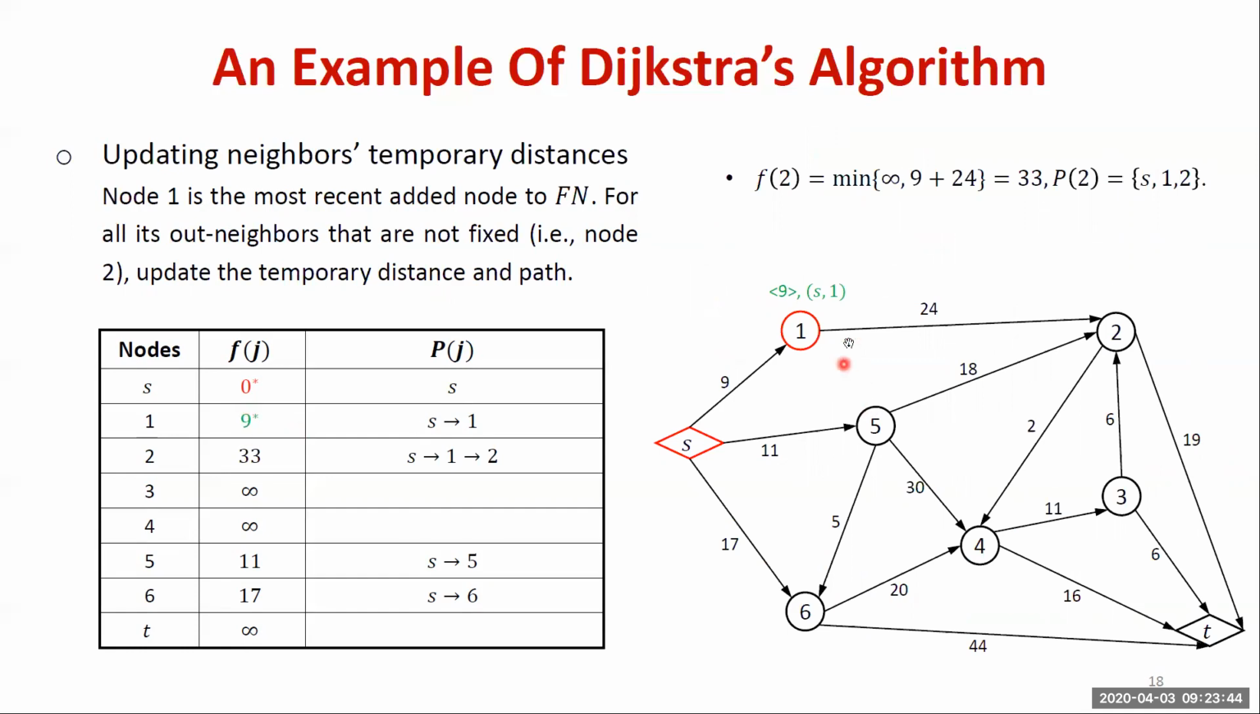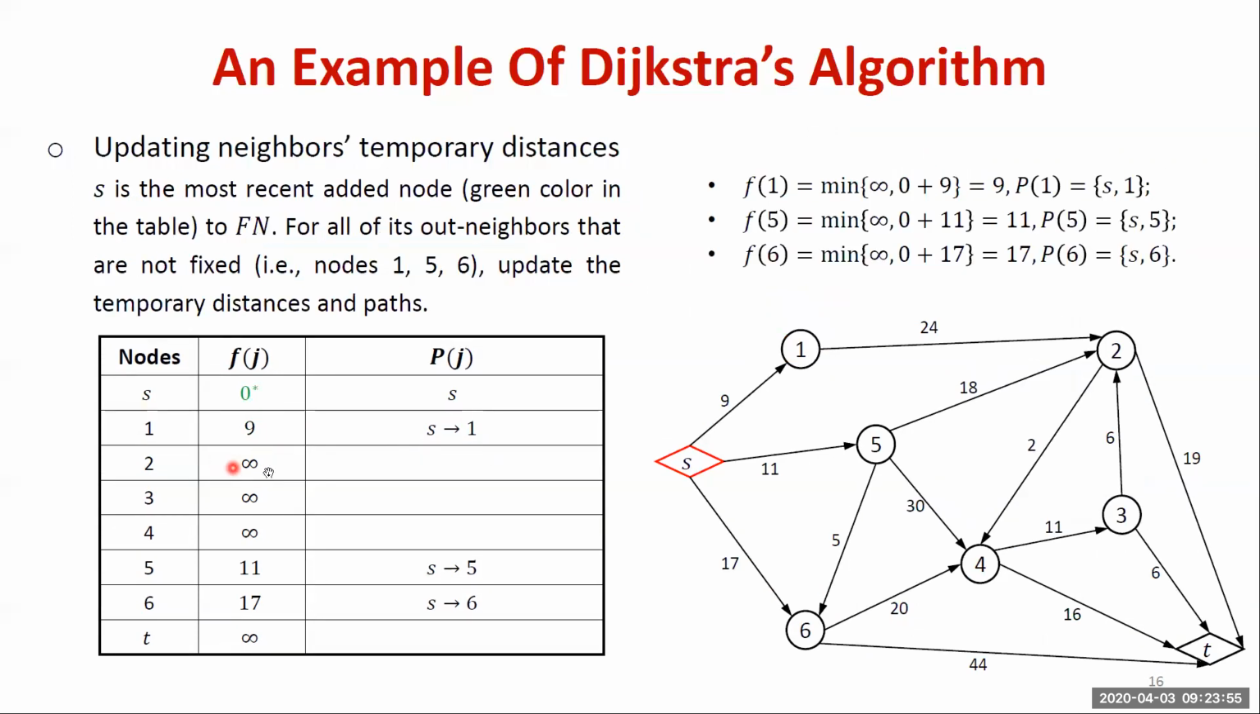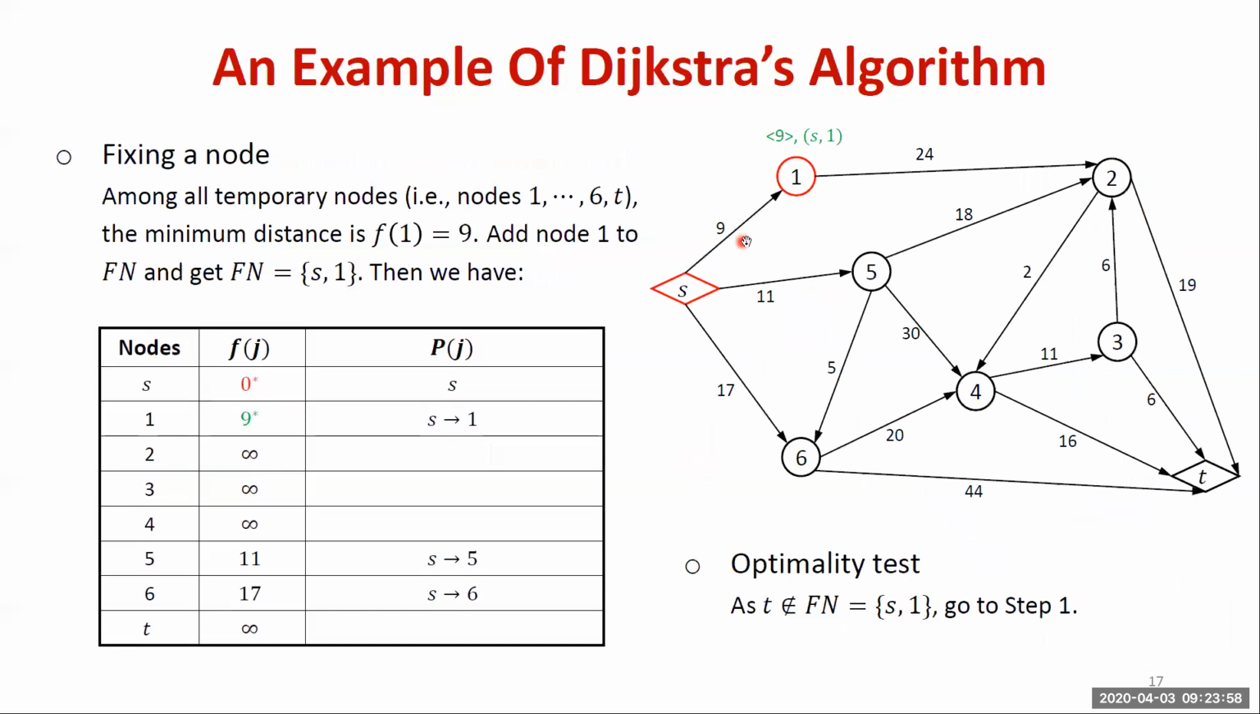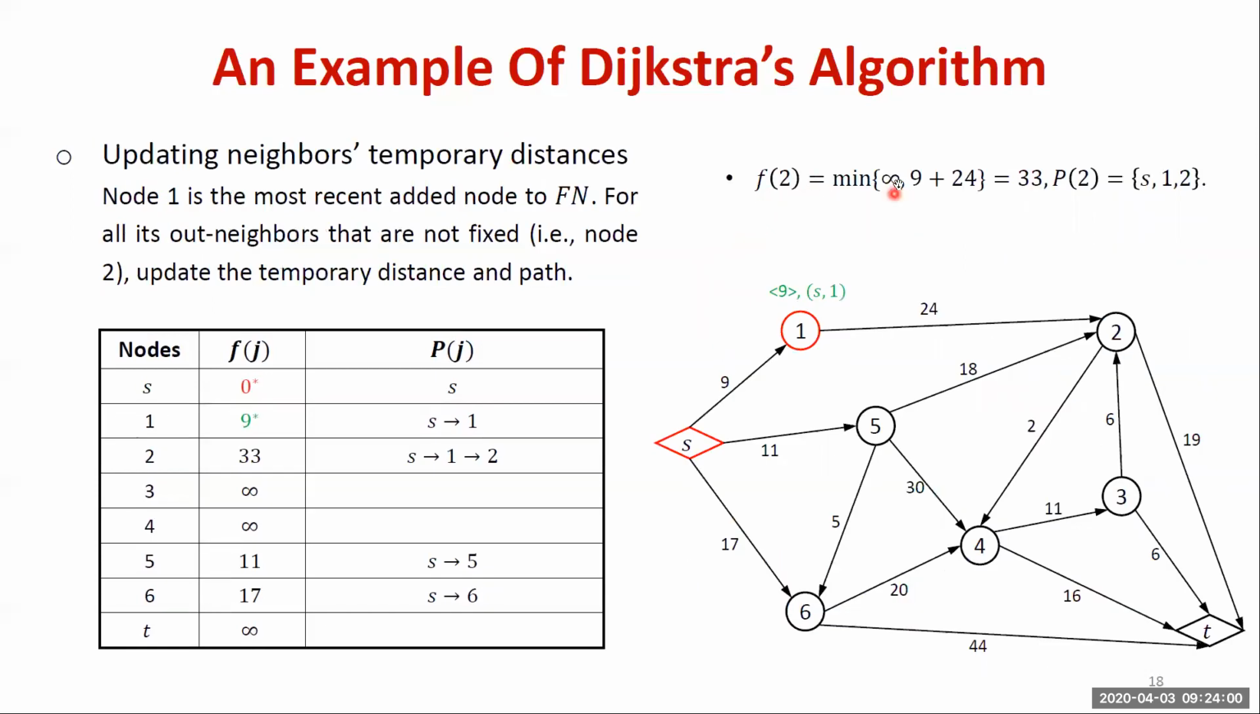So again, you ask yourself, from node 1, which node can you reach? I can reach only node 2. So easy, update node 2. In the previous table, node 2 is infinity. So you have F2 equal to the previous distance, which is infinity, versus the new distance. The new distance equals the distance of the most recent added node, which is 9, plus 24. 24 is the direct distance from 1 to 2. Which one is smaller? Of course, it's 33.